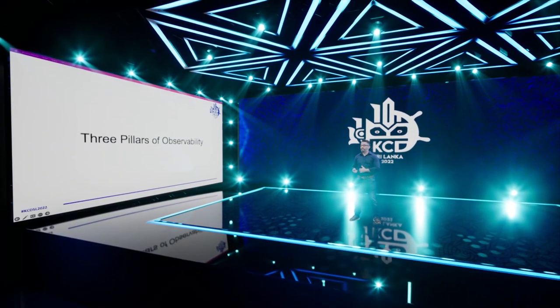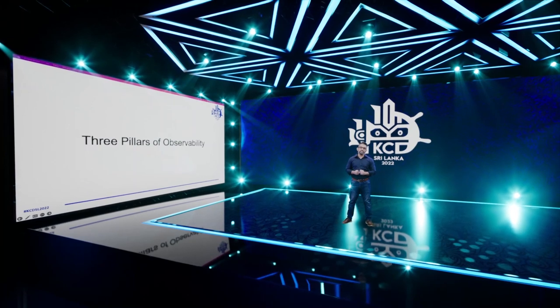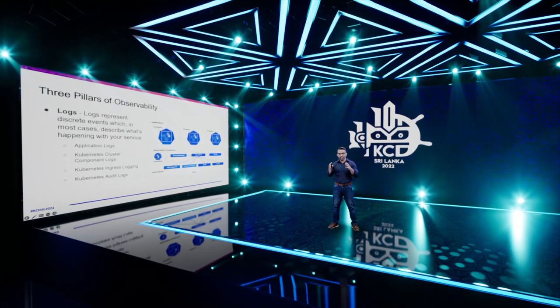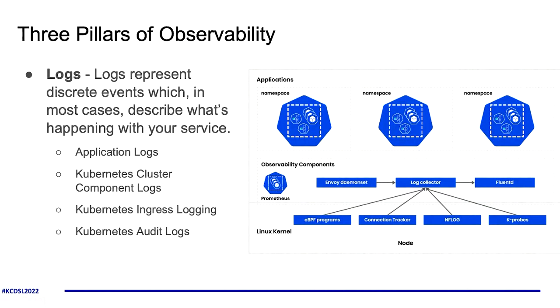All right, let's get back to the three pillars of observability. As I mentioned, it's very important when you create and implement your observability for Kubernetes. So the first pillar is logs. A log is basically a representation of a discrete event. In most cases, it describes what happens with your service. Logs are produced in multiple ways in Kubernetes especially.